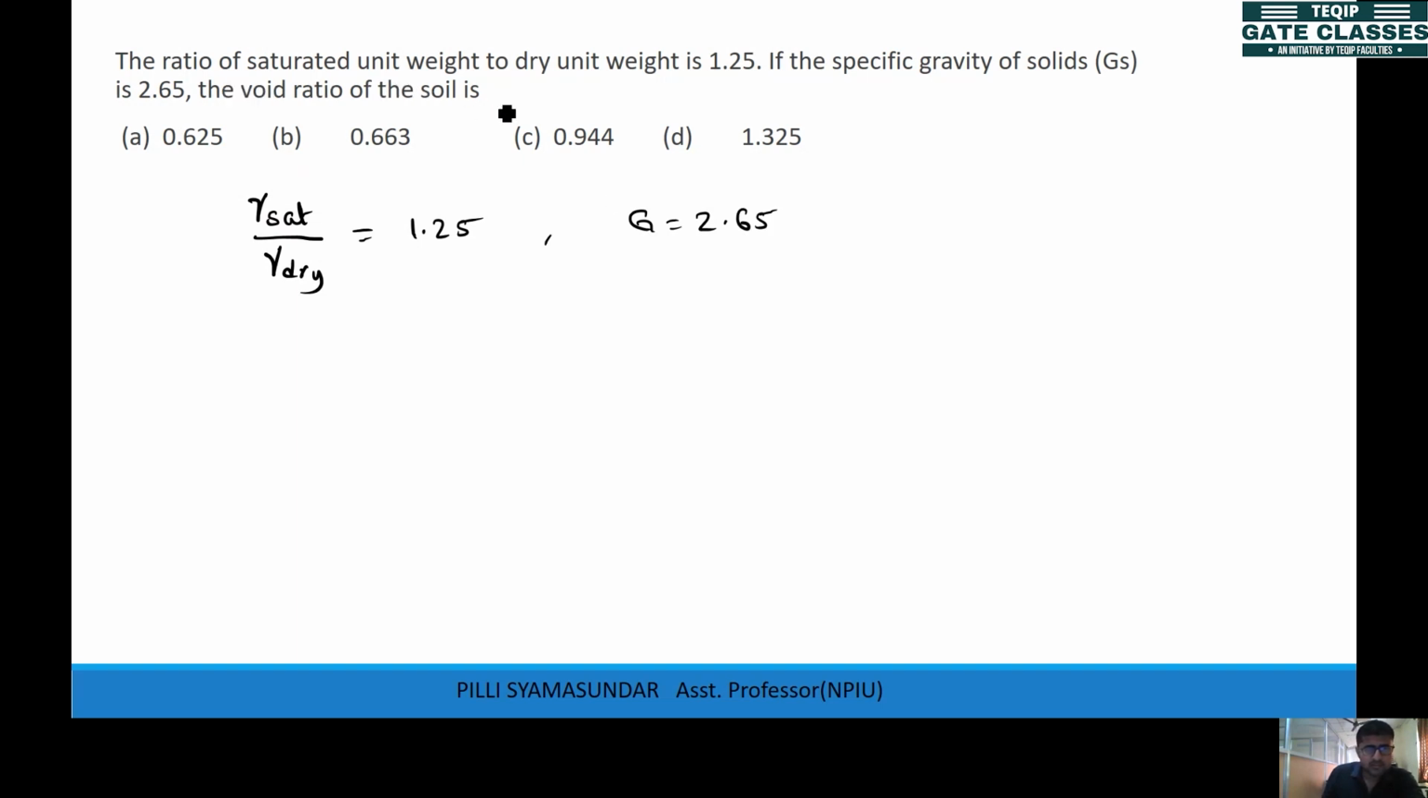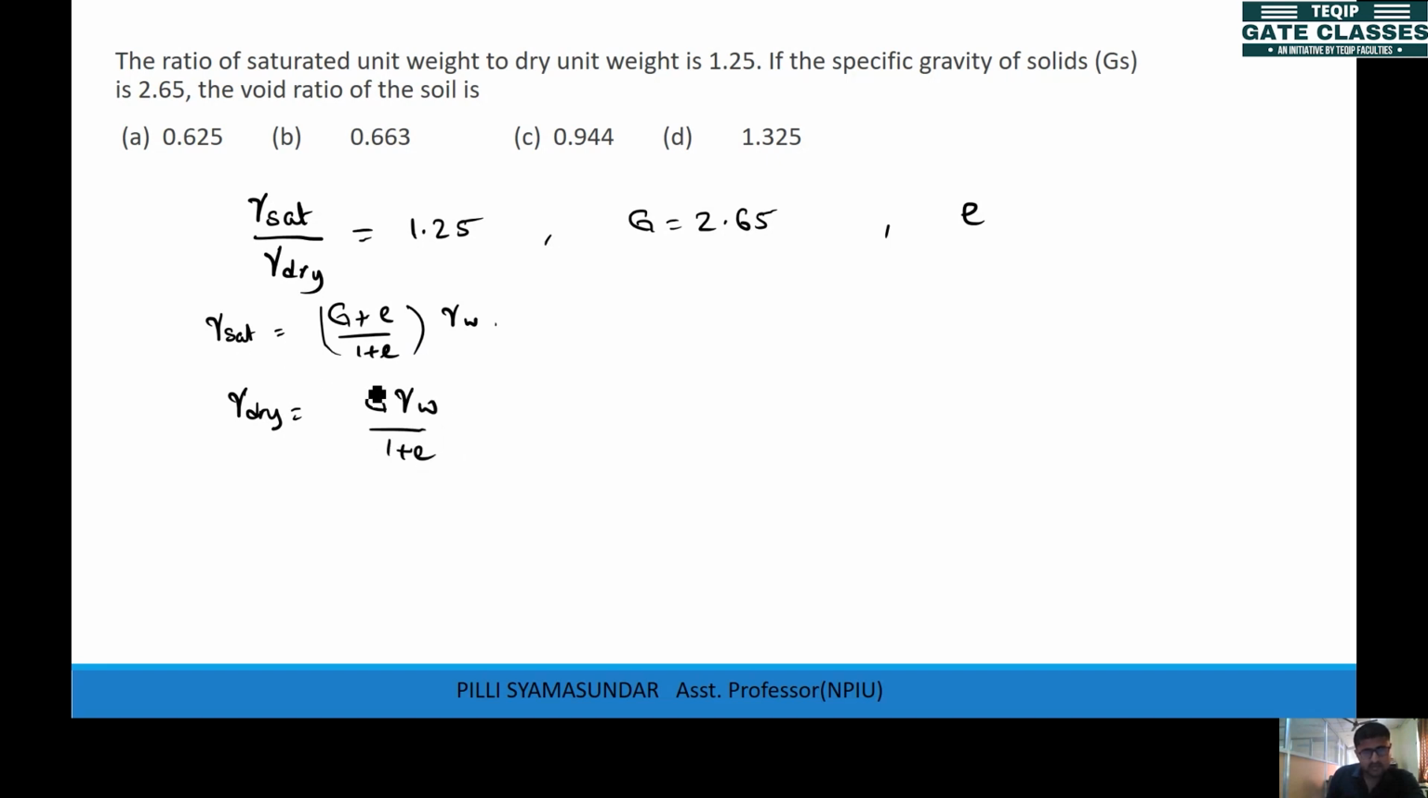The void ratio of the soil is, so this is the question. What is E? So how do we find out? You know the expression for gamma sat, which is (G plus E) by (1 plus E) times gamma W, and we know the expression for gamma dry, which is G gamma W by (1 plus E).